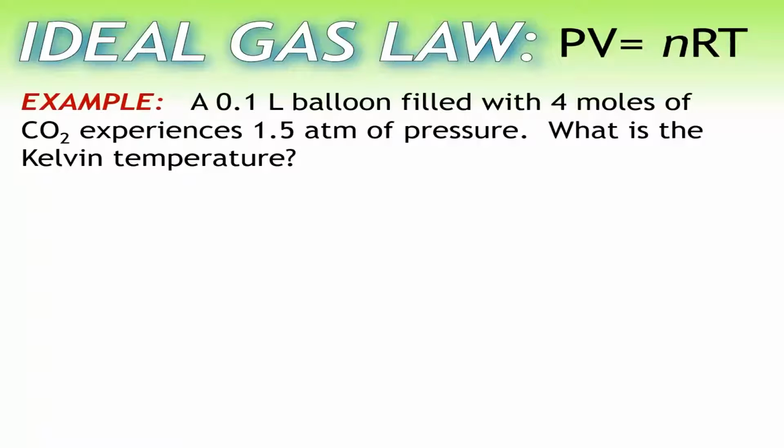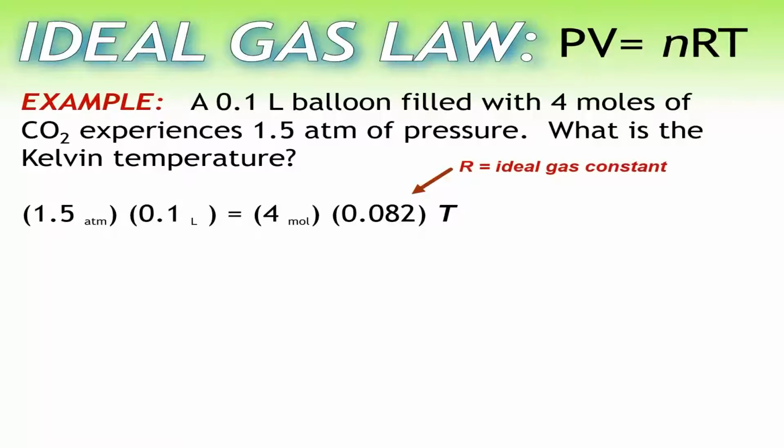Here we have an example where we're going to have a 0.1 liter balloon. Well, that's of course a unit of volume. It's going to be filled with 4 moles of CO2. That's going to be n. It's going to experience 1.5 atmospheres of pressure. That is P. And so we're going to ask, what is the Kelvin temperature? Well, we set it up like so. PV equals nRT, where that's 1.5 atmospheres times 0.1 liters. It's going to equal 4 moles times the ideal gas constant, 0.082, times an unknown temperature.